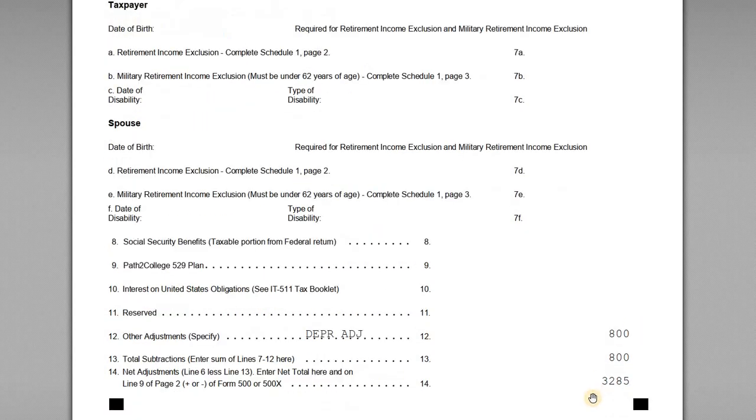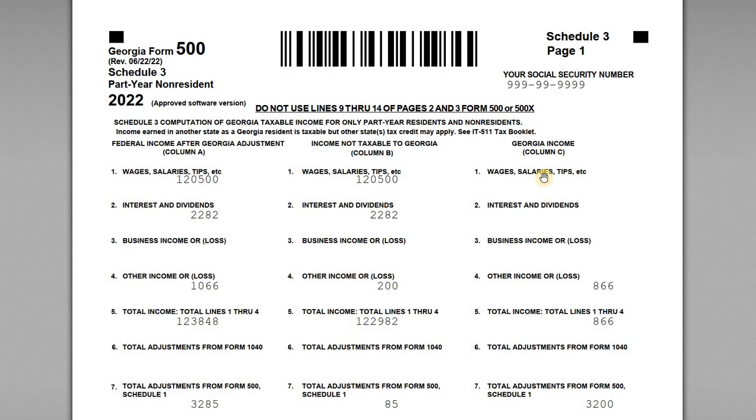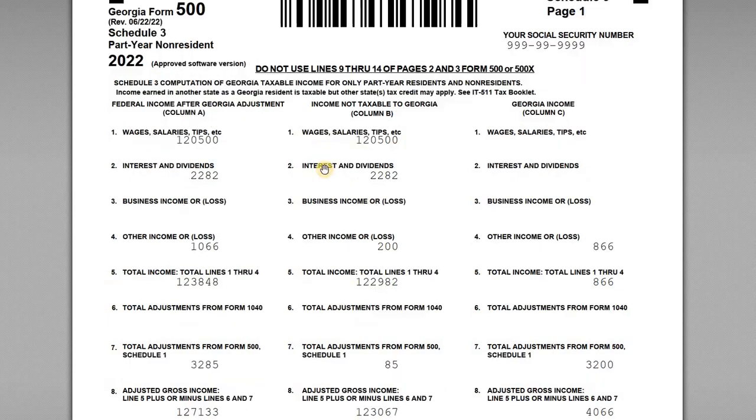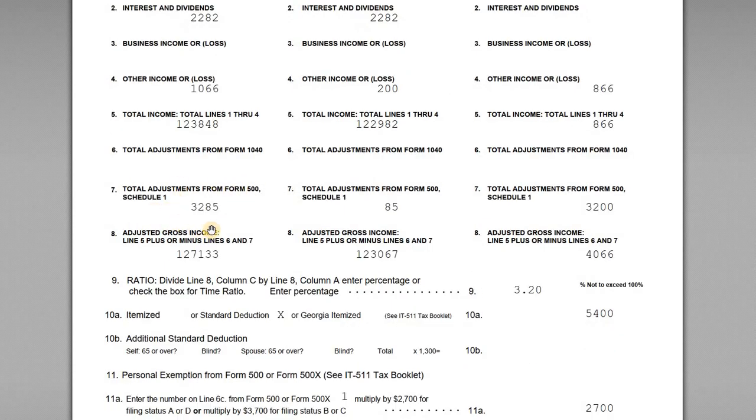So the net effect here is an increase in income of $3,285, right? So that's the reversal of the bonus, subtracting the regular depreciation that's allowed, and having the addition for the Florida municipal bond interest. So when we go back to Schedule 3, we put the total adjustments there, $3,285. And so now our adjusted Georgia income is $127,133.